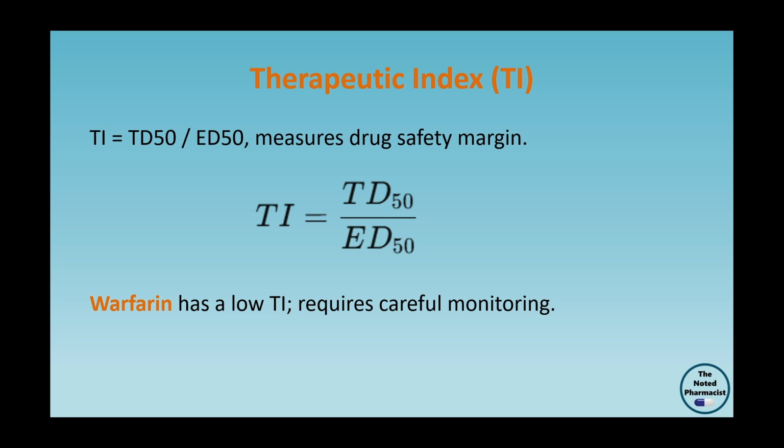As defined before, TD50 is the dose causing toxicity in 50% of subjects, whilst ED50 is the dose effective in 50%. Warfarin has a low therapeutic index, around 2 to 3, meaning the toxic dose is close to the effective dose. It requires frequent INR monitoring to avoid bleeding risks. In contrast, ibuprofen has a relatively high therapeutic index of about 50, allowing safer dosing without intensive monitoring, as the risk of toxicity at therapeutic doses is low.